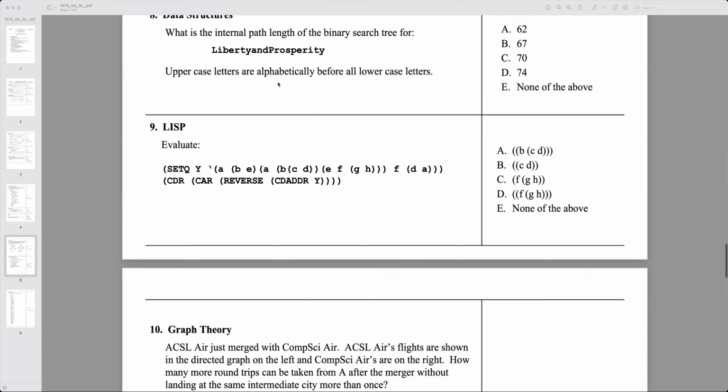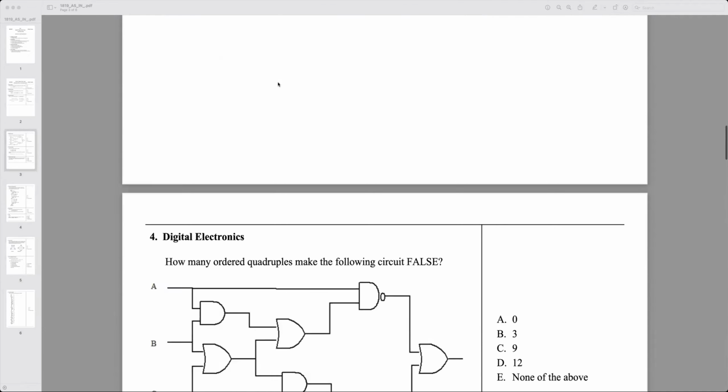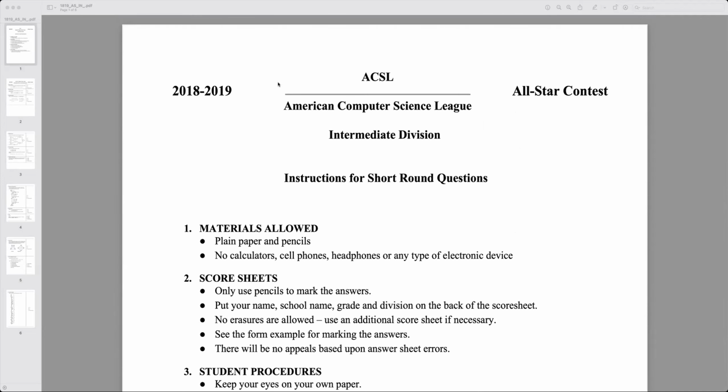We have 2 minutes left, and we only have the 2 problems that take more than 2 minutes. So I'm going to ask you guys, do you have any questions? Sure.